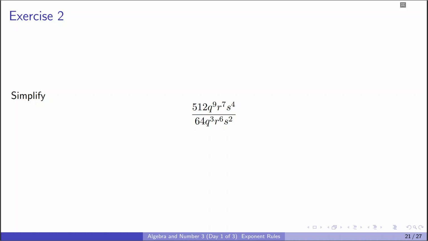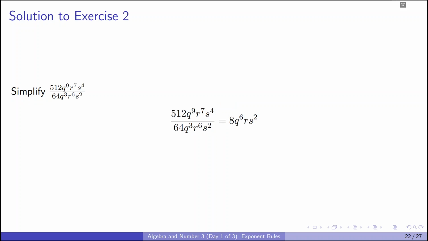How about this one? All right, focusing again on the even exponents. 512 over 64 is 8. The q's simplify to q to the 6, r's to just r, s's to s squared.